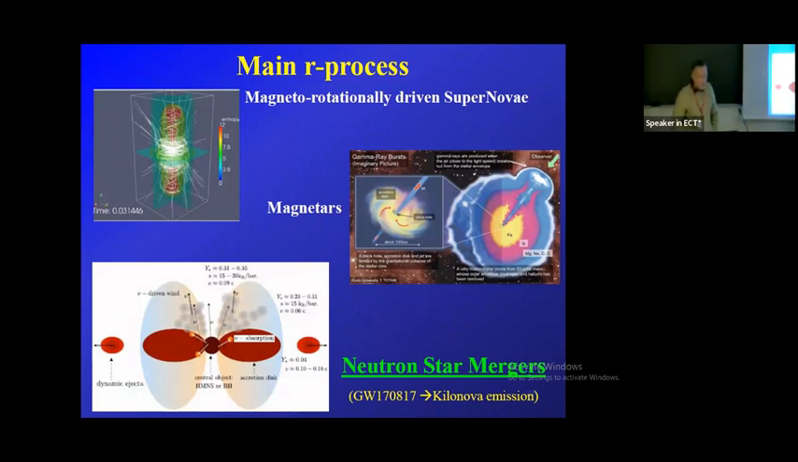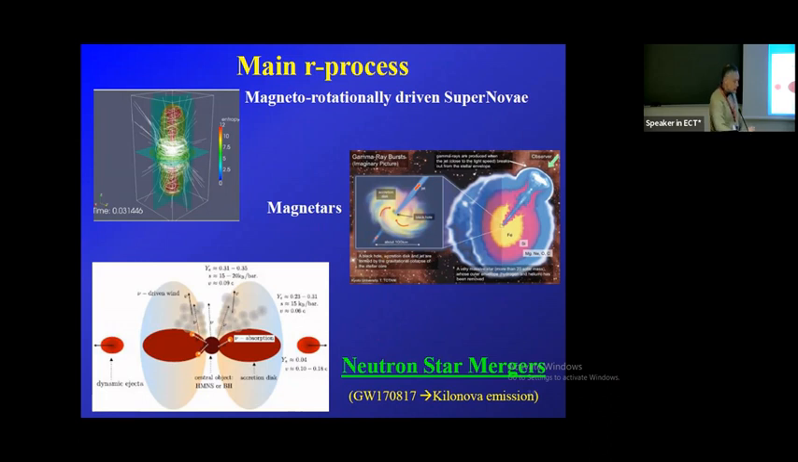Good. I shift to the r process. As far as the r process is concerned, the situation is slightly more, let's say, not confused, but difficult, in the sense that when dealing with the r process, even the exact site of r-process nucleosynthesis is still not clear, in the sense that the r process may occur in different types of objects, and let's say the three most promising ones are magnetorotational driven supernovae, magnetars, and neutron star mergers.